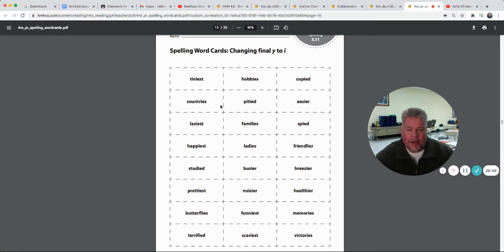So each one of our spelling words have the Y changed to an I, and then it ends in EST or ES or ED or ER. So take a look at these. Make sure you might want to jot these down so you can study them this week. We are going to do a spelling practice today. So choose the one that's spelled correctly.